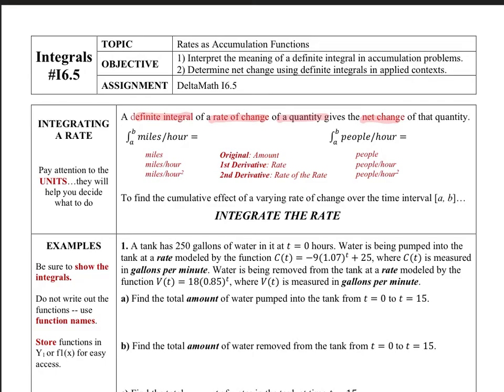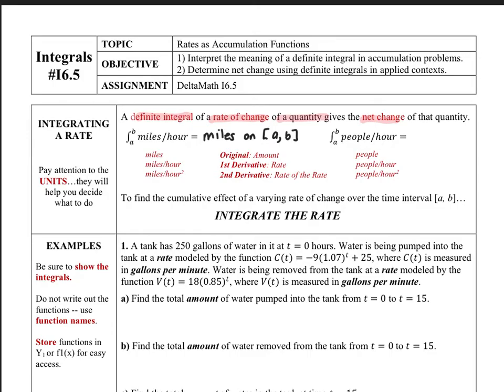If you were to integrate, for instance, miles per hour, so that's a rate right there, what you would get as your answer is the total amount of miles traveled on the interval from A to B. And you already knew this because our work in motion told us that if we integrate miles per hour, which is a velocity unit, it gets us to displacement, which is miles, a distance.